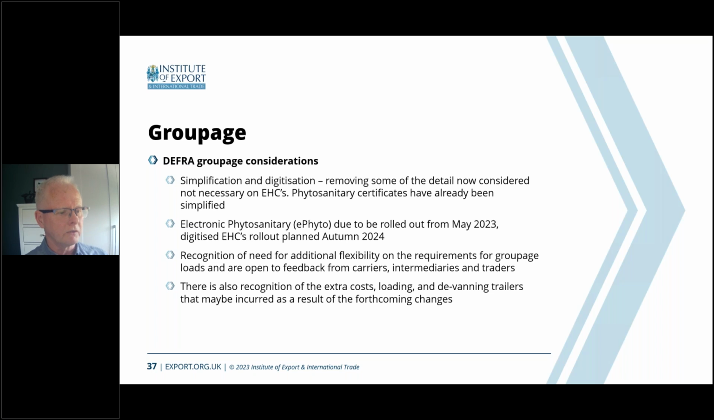There's also recognition of the extra costs of loading and devanning trailers that may be incurred as a result of the forthcoming changes. Those are considerations we need to bear in mind, and government are listening to suggestions of ways of reducing those costs.